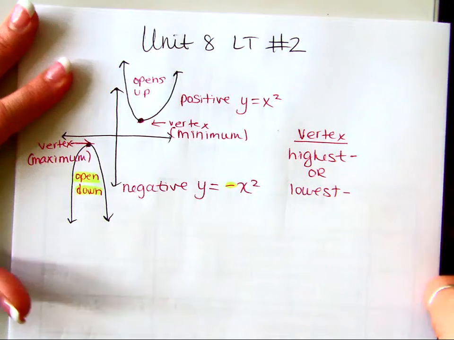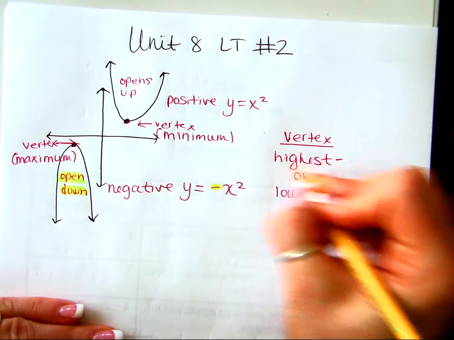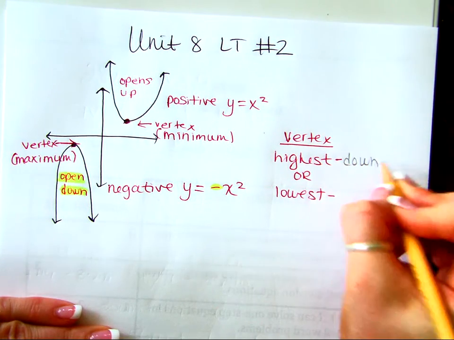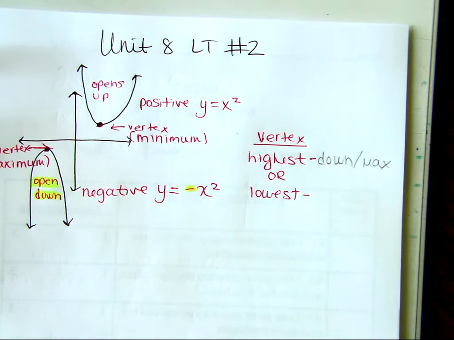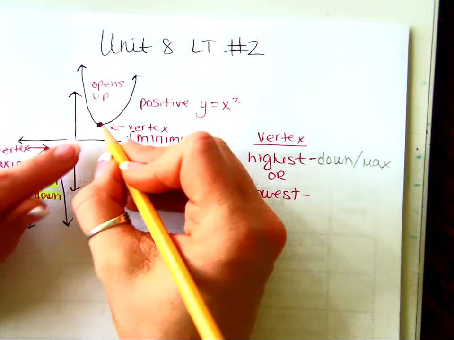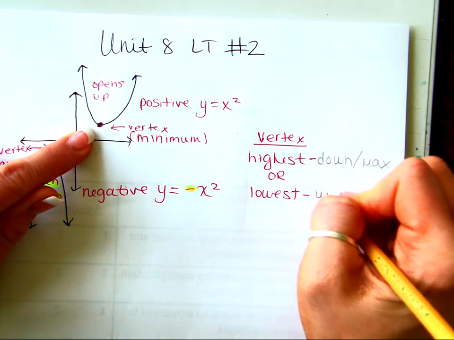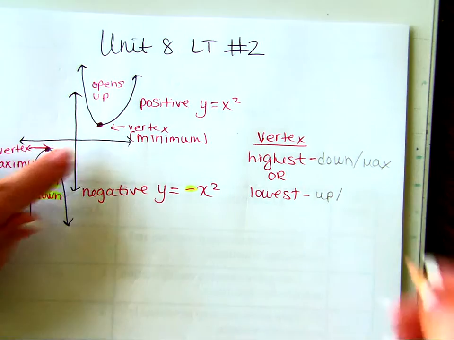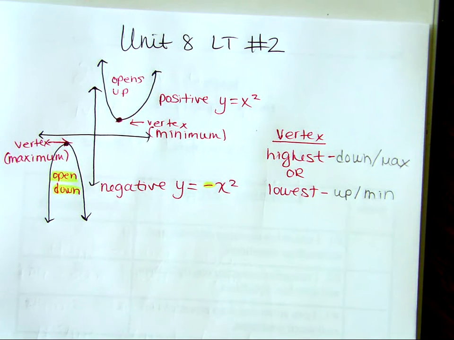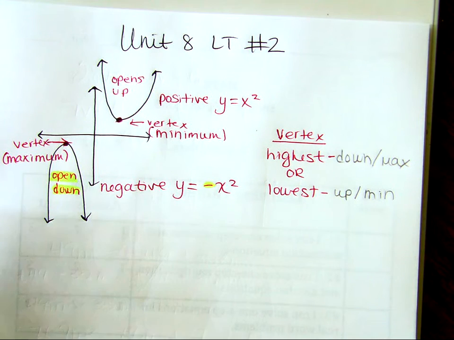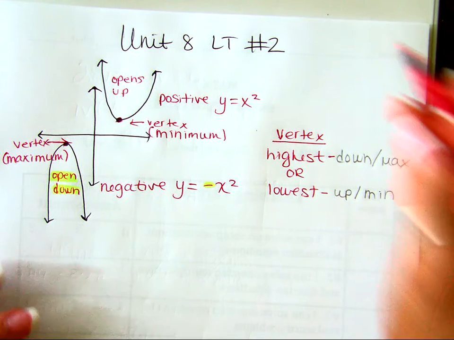Okay? So when it's the highest point, it means that it's opening down, which is a maximum. This is not something you memorize. This is something you visualize and you use common sense and think about it. If it's the lowest point, it means it's opening upwards. And if it's opening upwards, the lowest point is a minimum. Okay. That's the first thing, the vertex. So I want you really familiar with what the vertex is. It's going to be the most important part of the parabola that we talk about.